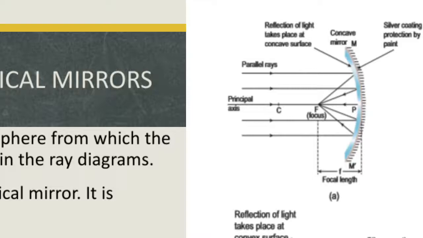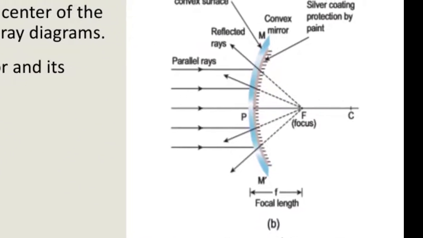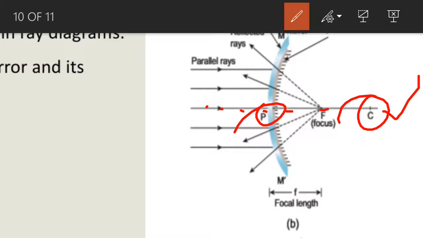You can see there are many lines coming in, this is one line, this is one line, this is one line. So there are several lines given in the picture, but you can see there is only one line which is passing through C as well as P. So that is nothing but the principal axis. Here also you are given C and P, and this is the line passing through both C and P, and it is called the principal axis.